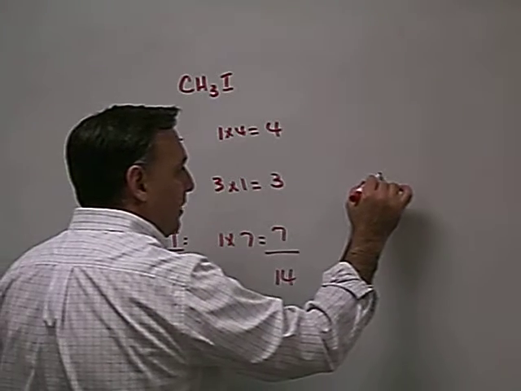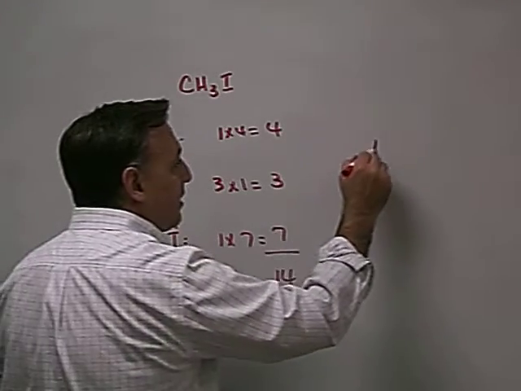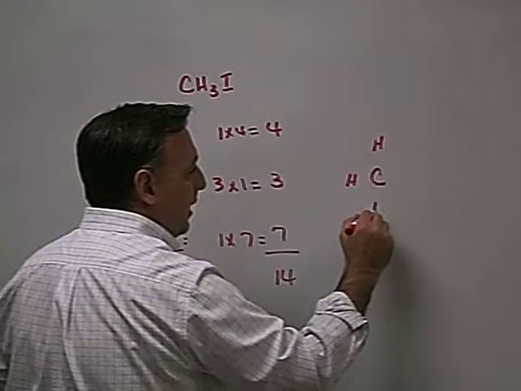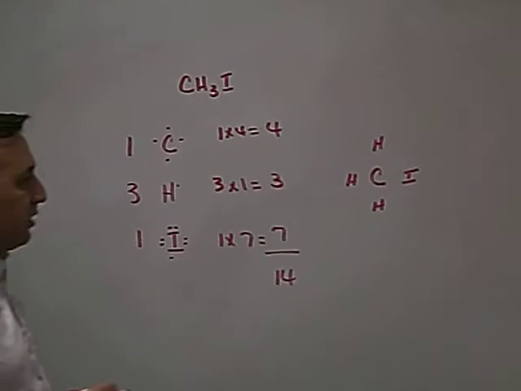So let's put carbon in the middle. We always do when carbon is present. Carbon always goes in the center. We'll put hydrogen here, we'll put hydrogen here, we'll put hydrogen here, and we'll put iodine right there. We want to distribute these 14 electrons, so here's how we'll do it.